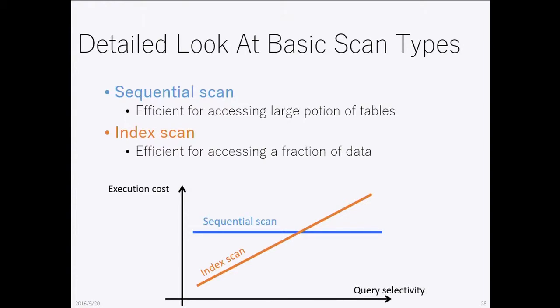So the optimizer will choose index scan at lower selectivity and will choose sequential scan at higher selectivity. Let's move on to how costs of these scans are modeled.